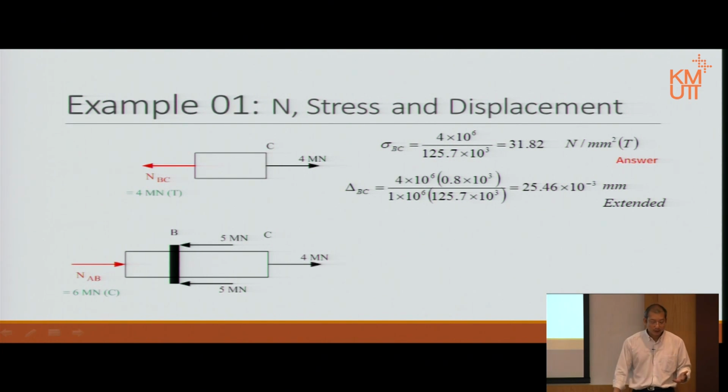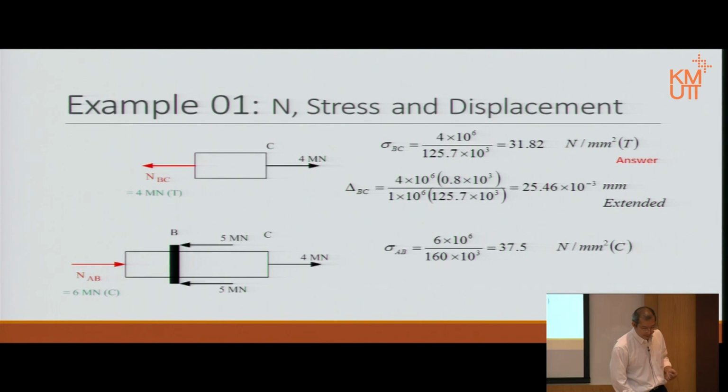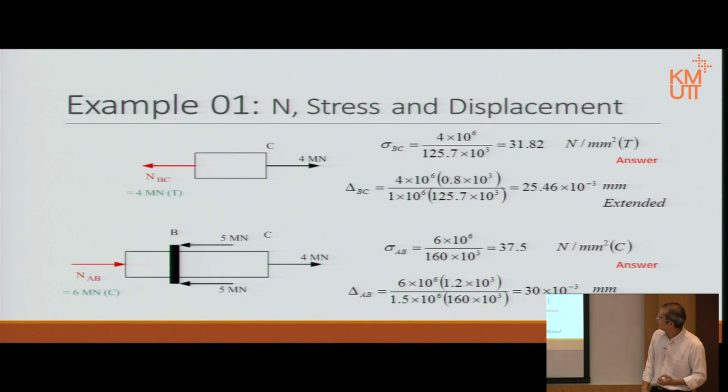So the second part, then, A and B. We know the axial force, we know the area, so we can calculate the stress straight away. Then we can also calculate the delta, how much it changes. Again, the same equation: axial force times the original length, divided by Young modulus times the area. Since NAB is in compression, it becomes shorter than it was before.